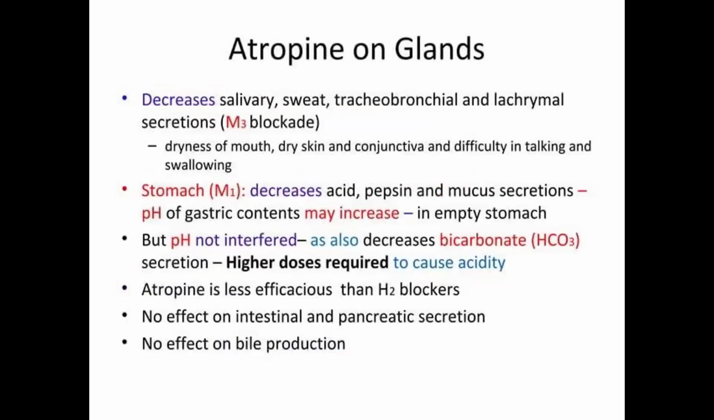Now on glands, I told you earlier that glycopyrrolate or atropine, any anticholinergic drug, they are antisialogogues. So they decrease the saliva. They also decrease tracheobronchial secretions, lacrimal secretions, and sweat. So the common effects you will observe because of anticholinergics are dryness of mouth, dry skin, conjunctiva, difficulty in talking and swallowing. In the stomach, primarily because of M1 receptor blockade, it decreases the acid secretion.